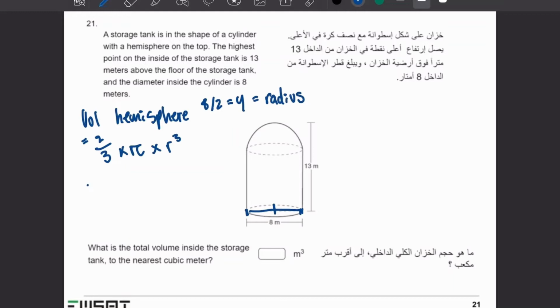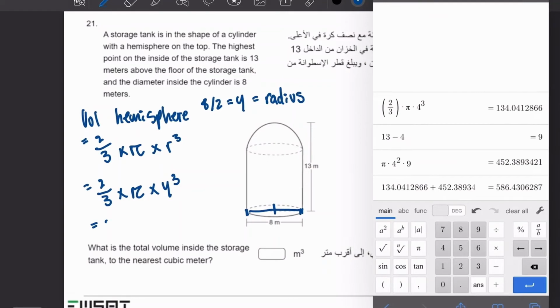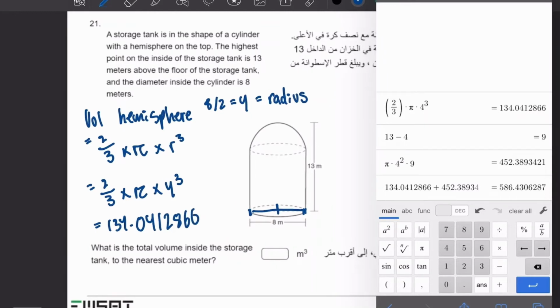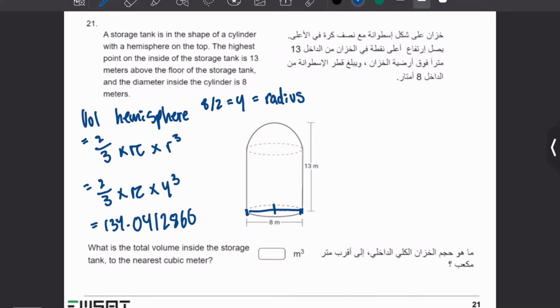And now we can input that into the calculator. And first, let's input that into the equation and then input it into the calculator. So 2 over 3 multiplied by pi multiplied by 4 cubed. And the answer would be 134.0412866. And that would be the volume of the hemisphere.